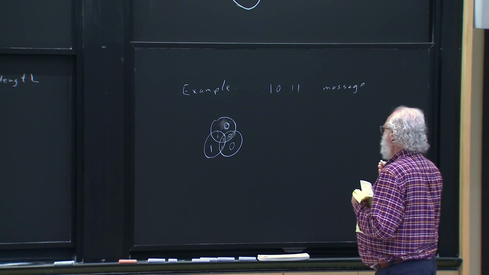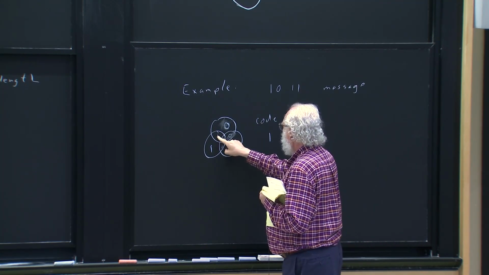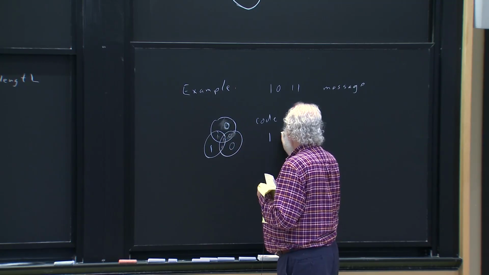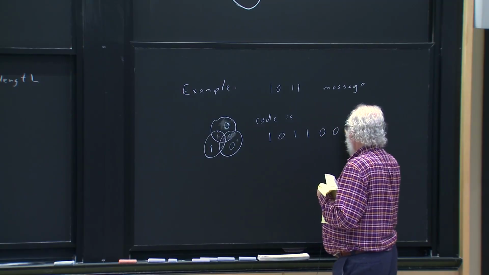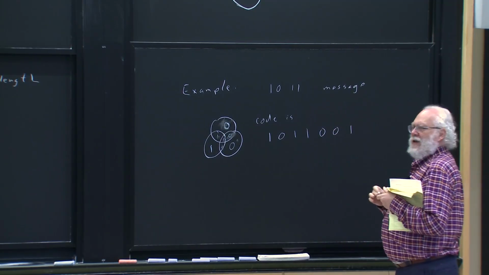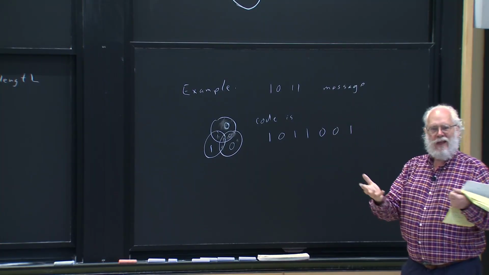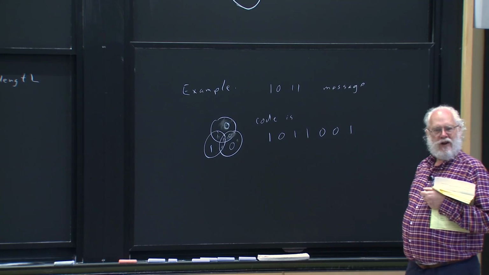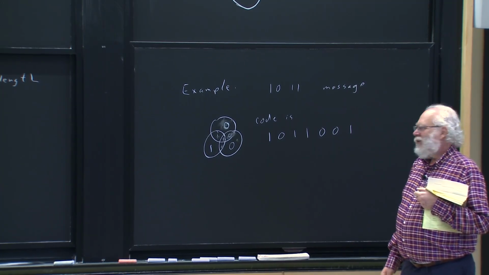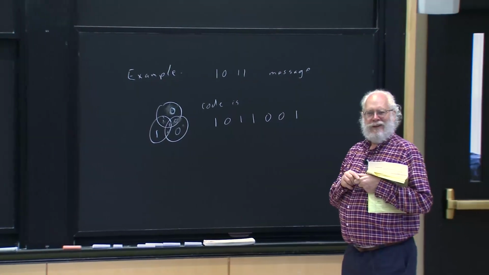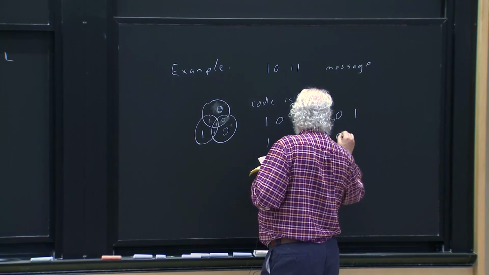So our code is 1, 0, 1, 1, and now 0, 0, 1. Okay. Now let's send it through the channel and we will change one of the bits. Does anybody have a suggestion for which bit we want to change? Who wants to change the second bit? Okay, we'll do that. So it's 1, 1, 1, 1, 0, 0, 1.